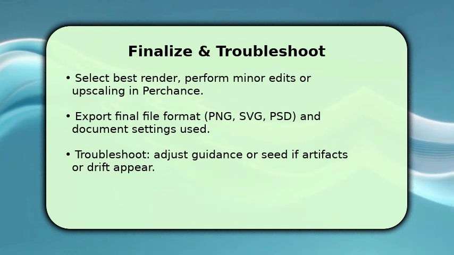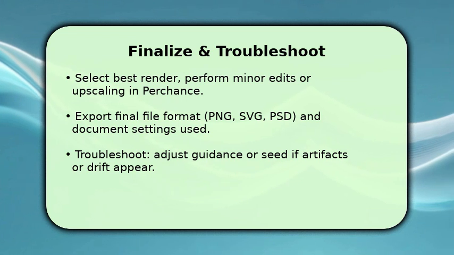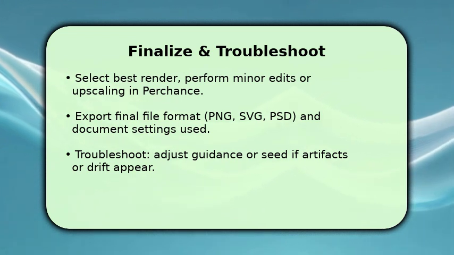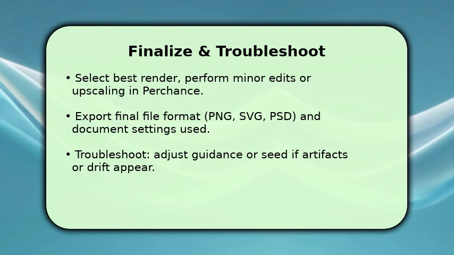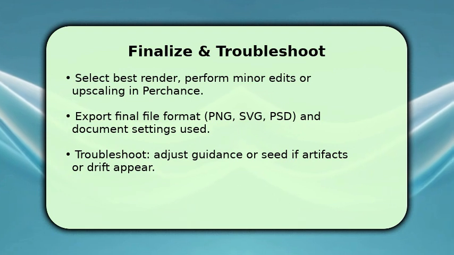If outputs drift or produce artifacts, reduce guidance scale slightly, change the seed, or lower stylize intensity. Those changes often remove unwanted anomalies. Finally, rerun a small batch to confirm the fix before committing to production assets.